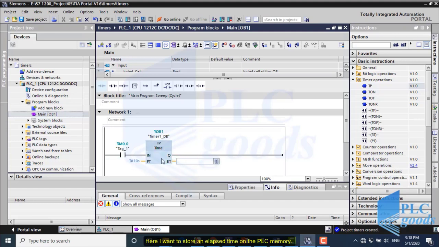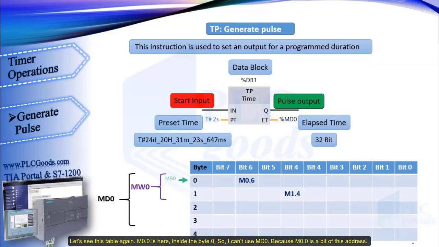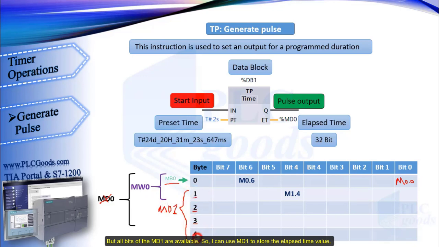Here I want to store an elapsed time on the PLC memory. I cannot use MD0 because of this bit of memory, M0.0. Let's see this table again. M0.0 is here, inside the byte 0. So I cannot use MD0 because M0.0 is a bit of this address, but all bits of the MD1 are available, so I can use MD1 to store the elapsed time value.